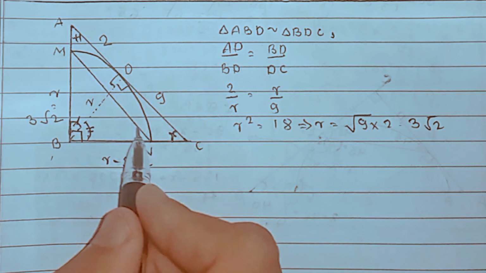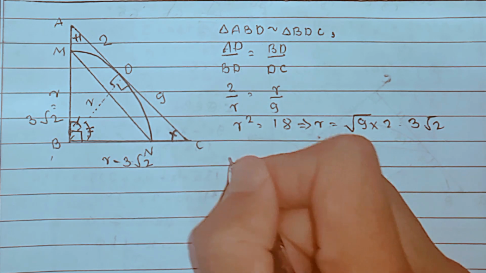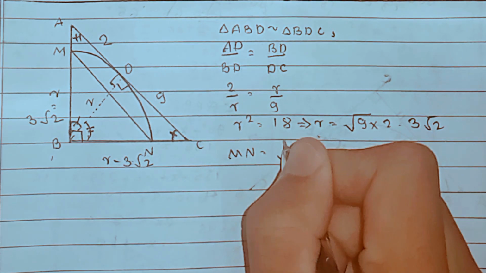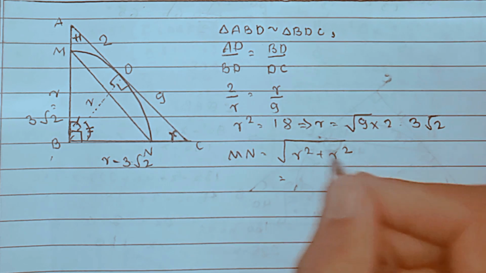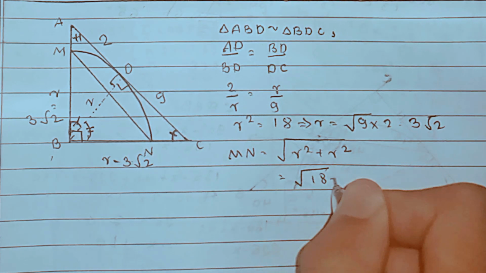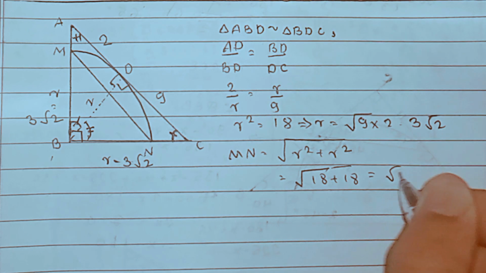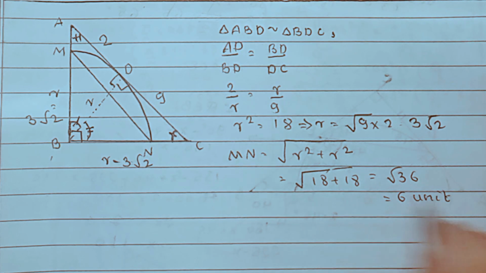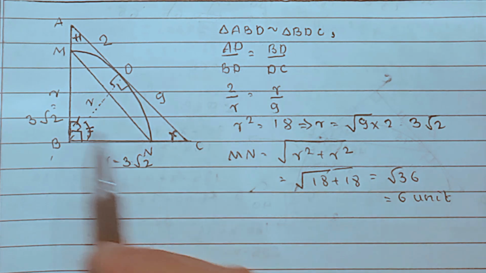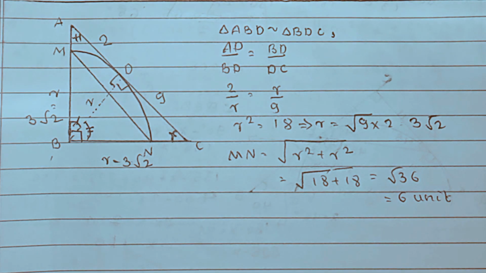To find the value of MN, we will use the Pythagoras theorem. That is, MN is equal to the root of R square plus R square. That is, 18 plus 18, which is equal to root 36. Therefore, the value of MN of this quarter circle is 6 centimeters. Thank you.